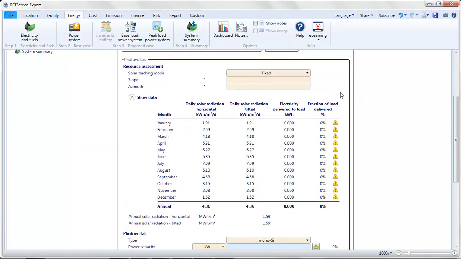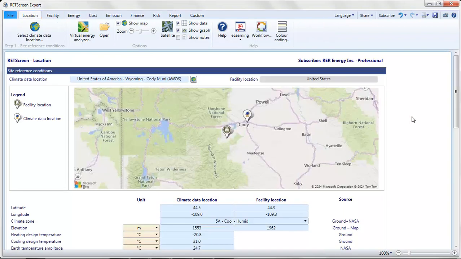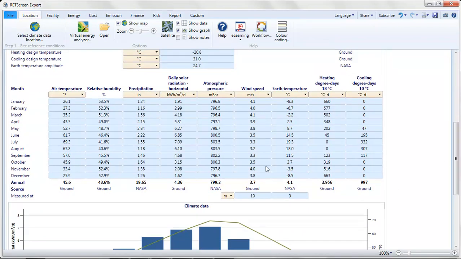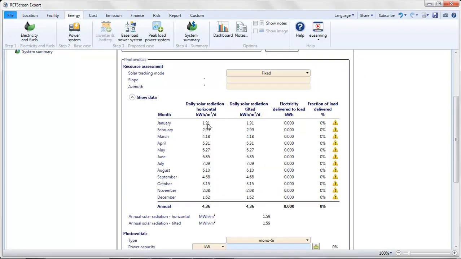So our first job is to indicate the slope and the azimuth of the photovoltaic array. You might recall that on the location page, we selected our location and it provided us climate data for that location. And here is the daily solar radiation on the horizontal for that location. The first number for January is 1.91 kilowatt hours per meter squared per day. That's in the horizontal. When I go back to the energy page, I see that same number. That's the daily solar radiation on the horizontal. These numbers are coming directly from the climate database.